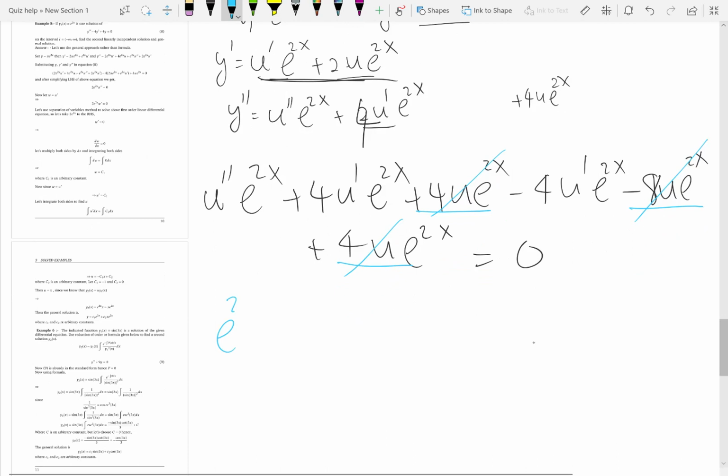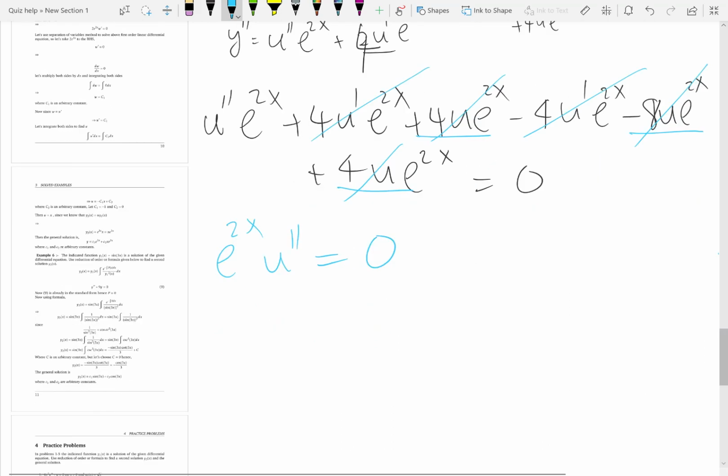So e to the 2x u double prime plus here 4u prime minus 4u prime, a bonus. Here we go, this term also cancels out. Yes, that makes our equation very simple, right? That term also cancelled away. We were lucky, equal to 0. Good, we have a very simple differential equation.